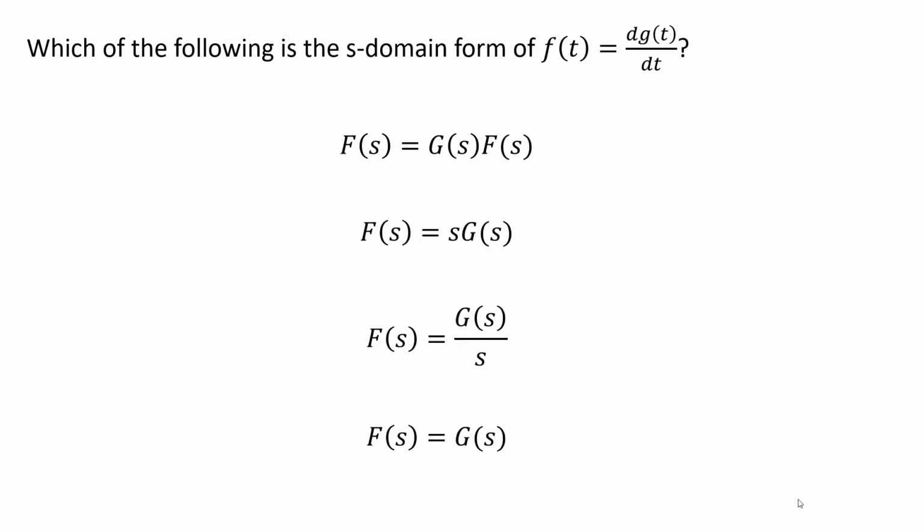What's the S domain form of this time domain expression? It's a derivative of the G state variable. Derivative means you just multiply it by S in the Laplace domain. And if it were an integral, then you would divide by S, or multiply by S to the negative first power, for instance, if it was the first integral.